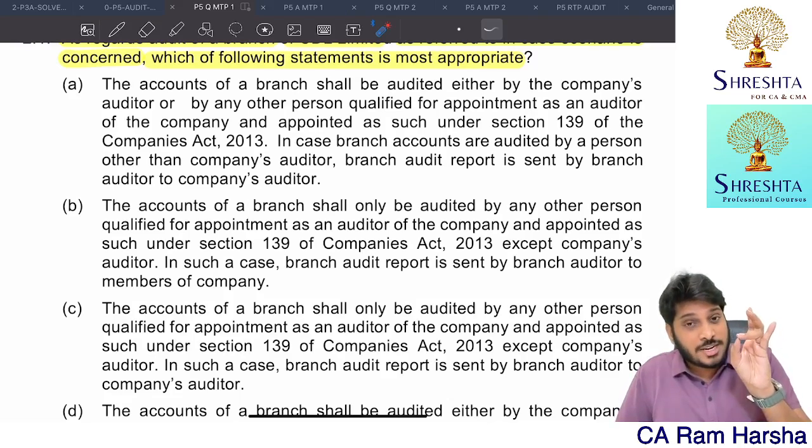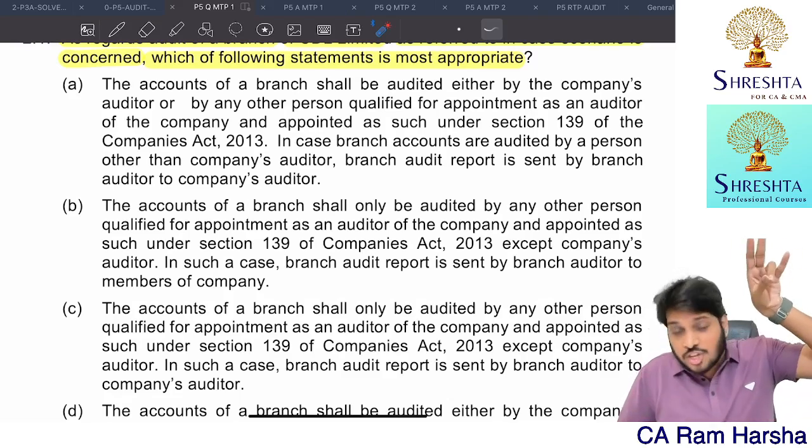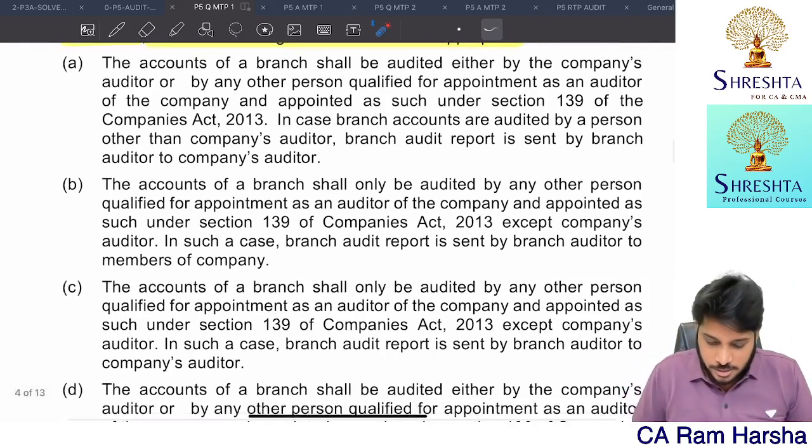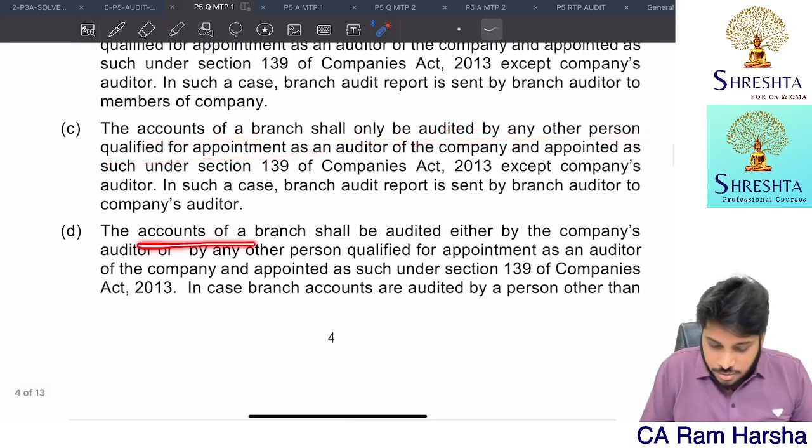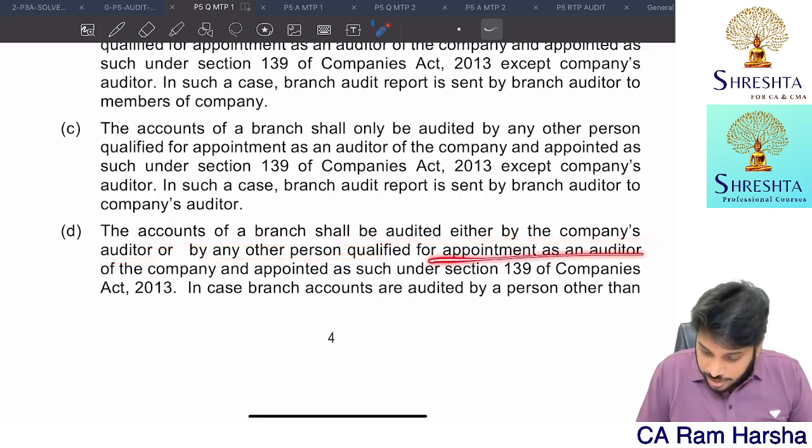If a branch is situated outside India, either company auditor or another CA or auditor as per the laws of that country. Anybody can be doing audit. The accounts of the branch shall only be audited by any person. That's wrong. The accounts of the branch shall be audited either by company auditor or by any person qualified for appointment as an auditor of a company and appointed as such under 139.